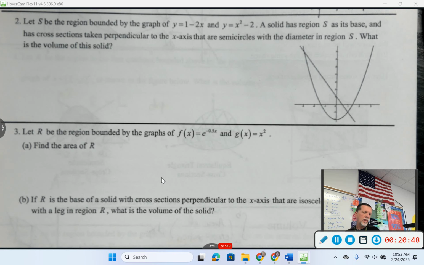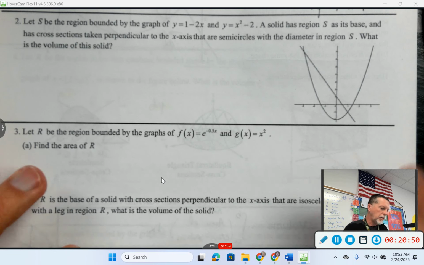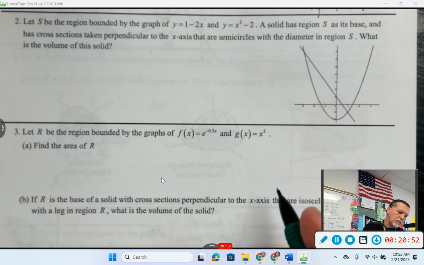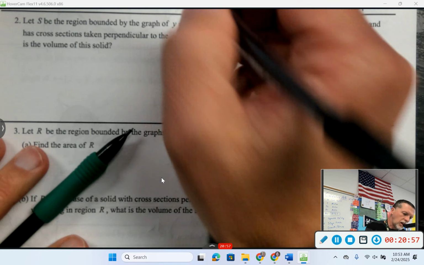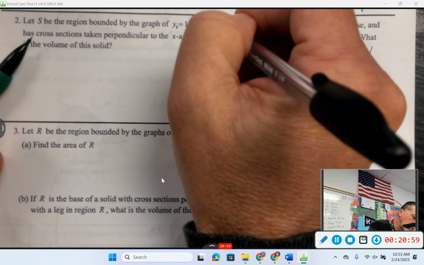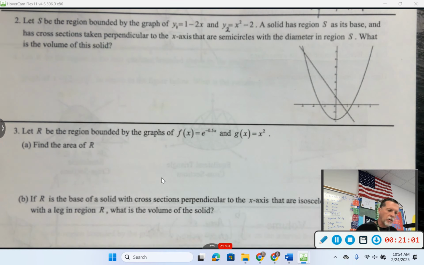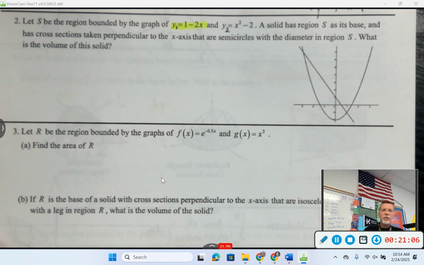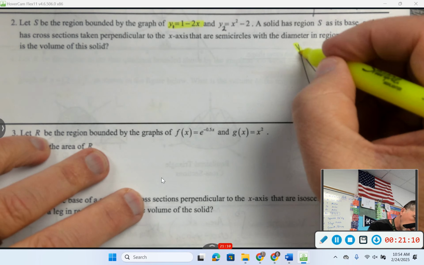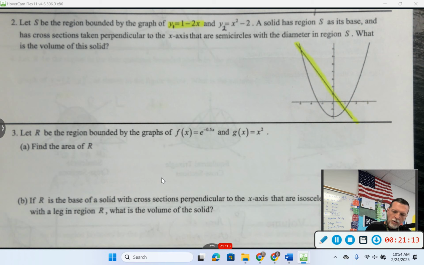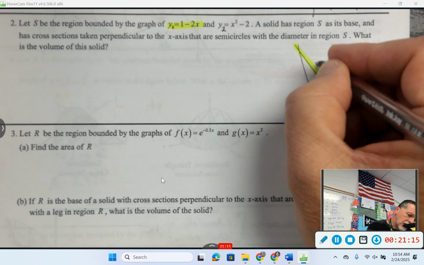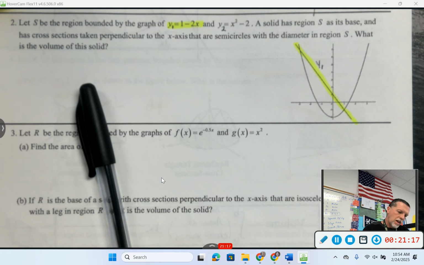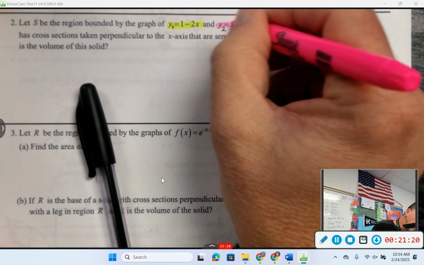Number 2. Let S be the region bounded by the graph of 1 minus 2x and x squared minus 2. Again, I'm going to go with y1 and y2, probably because I'm going to the calculator soon enough. It's also easy to tell which one is which, because one's a line, one's a parabola. So there's y1. And the parabola would be y2.